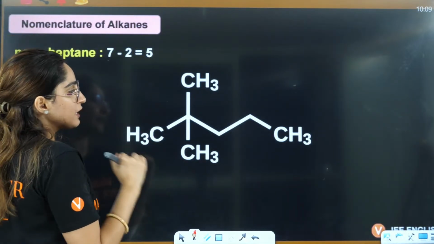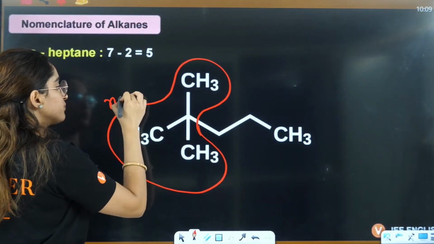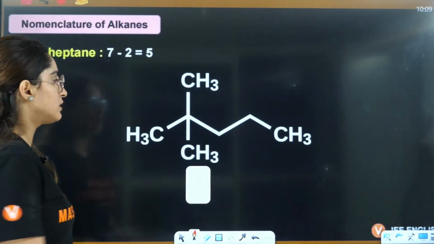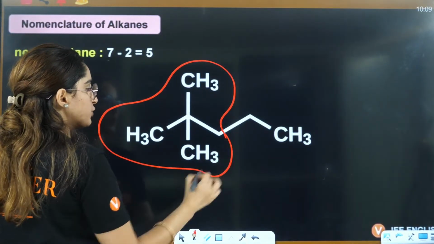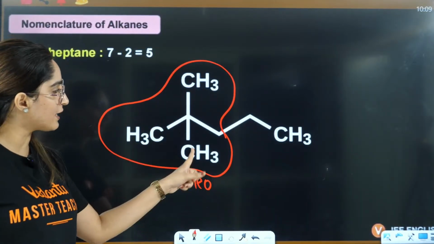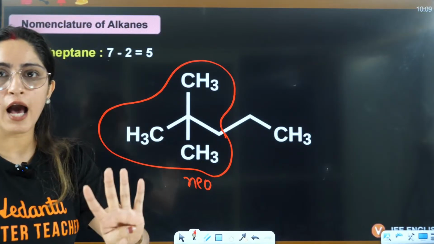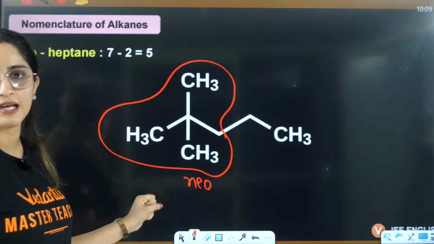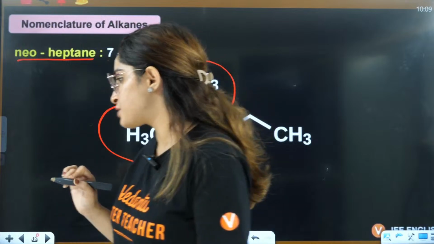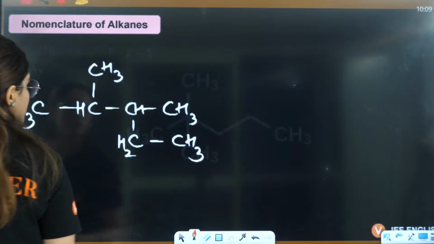Next is neoheptane. Now in neoheptane, what will you have? This particular thing is called neo, where you have a carbon which is connected to 3 methyl groups and 1 more carbon here, right? So it is connected to 4 carbons, out of which 3 are methyl. So that means this is neoheptane. Okay? Understood everybody? Easiest in the whole GOC?